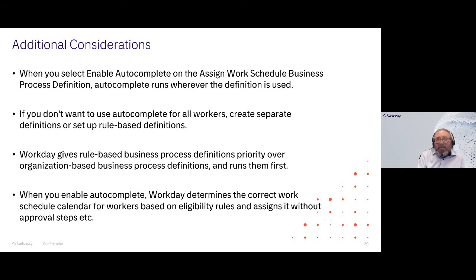What Workday do recommend, if that's not okay, is to consider using rule-based business processes, or at worst organization-based business processes, and there's a hierarchy in Workday for that. If you've got BPs that are assigned out to specific orgs, supervisory orgs, etc., that's great. But if you've got rule-based business processes, they're going to take precedence and overrule those. And again, as I've mentioned already, just be aware that the eligibility rules are going to be really paramount. They're something you really need to check through.